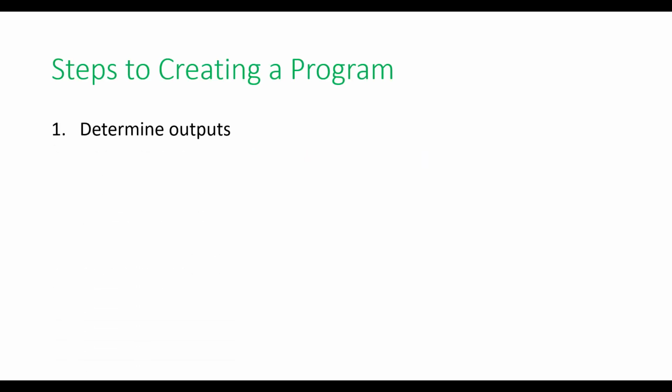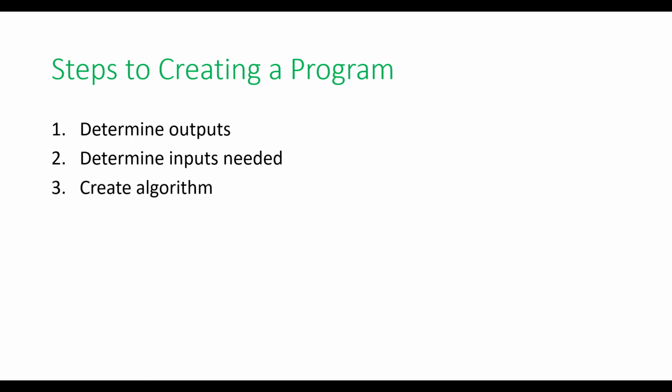So the first thing I need to do is determine the outputs. What that means is basically, what is my program supposed to do? And once you figure out what the outputs are, meaning what your program is supposed to do, then the next step would be to determine the inputs that you need. What are the things that you need to know in order to produce the outputs?